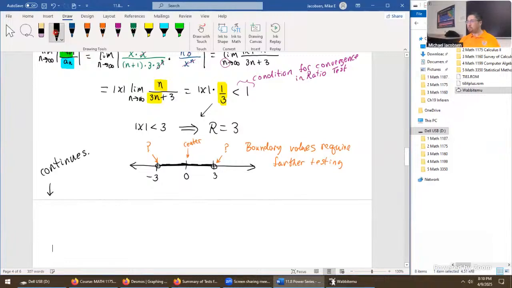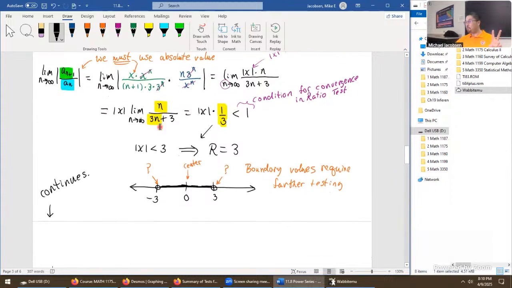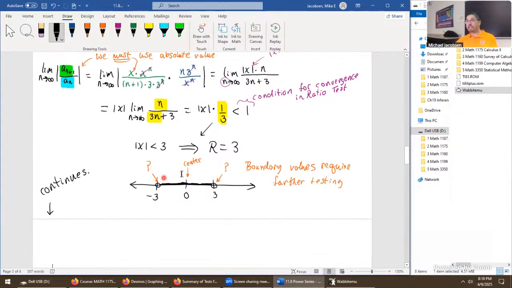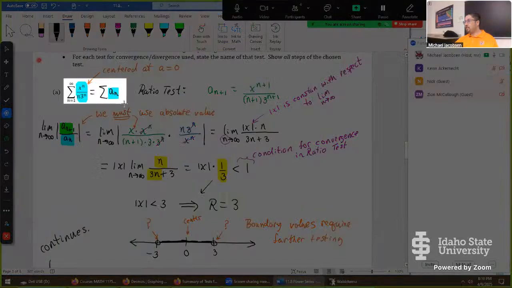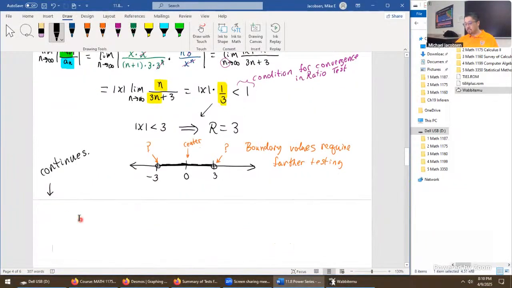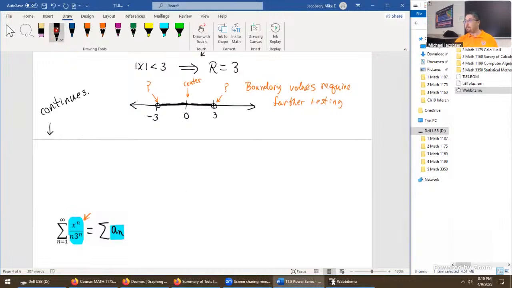Okay, so these problems are a little bit long when that happens. Think of this as really now 3 problems. First problem was use the ratio test. The second problem is find out what happens at -3. Third problem, find out what happens at +3. And it's all based off this here, the original power series. So let's carry that down just as an easy reference. And here's the next step.